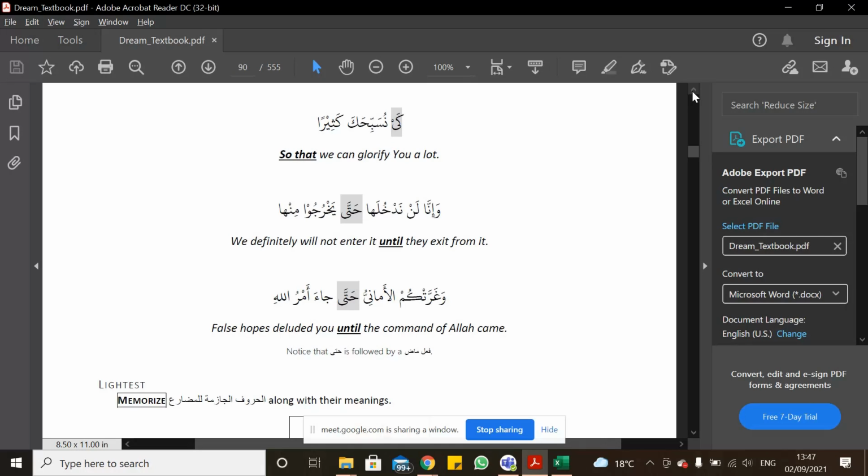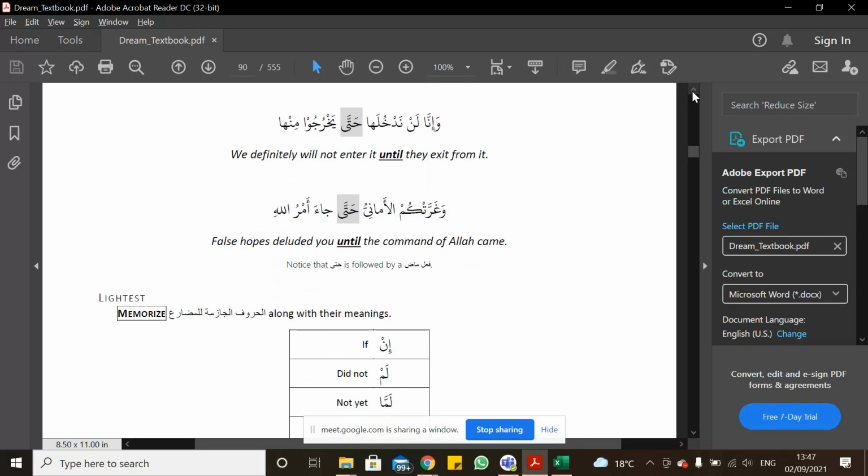And kathiran, is that the maf'ul mutlaq? For mutlaq, it has to be with sabbiha. Yeah, so you can call it maf'ulul hal. Okay, maf'ulul hal. Yes. So we glorify you a lot. Just we glorify you, kathiran, a lot. Good.